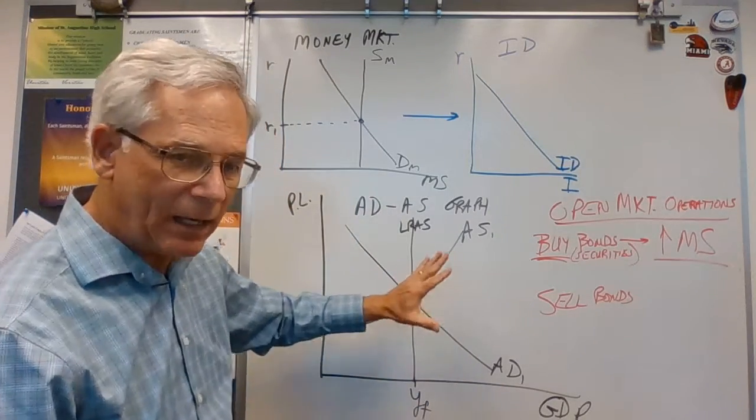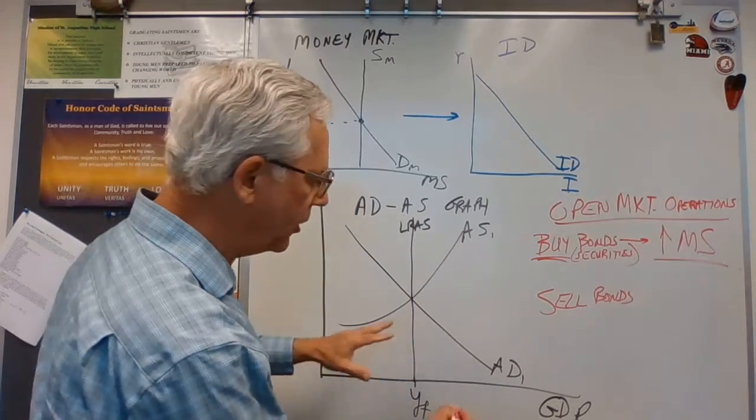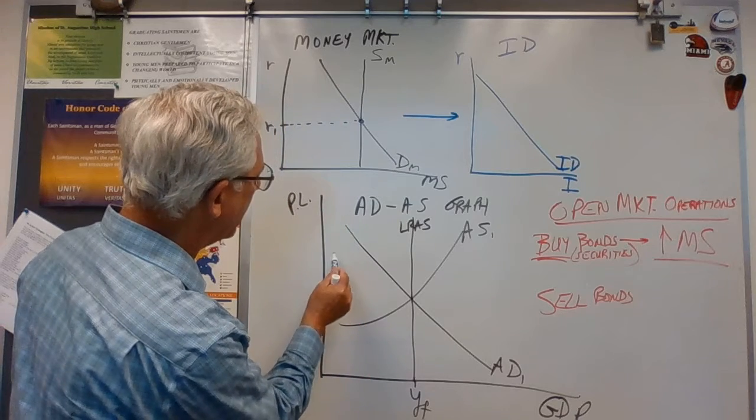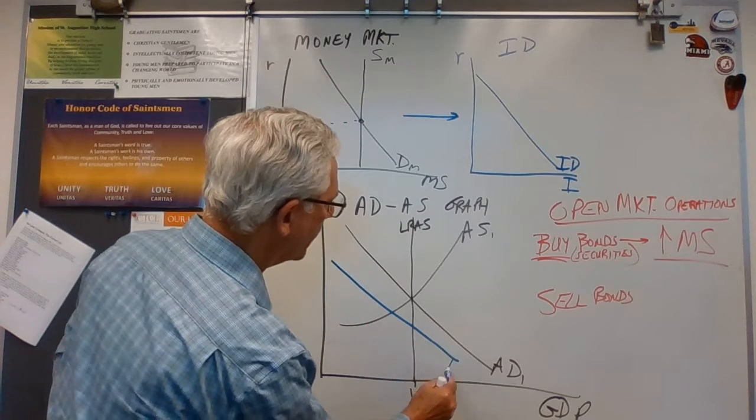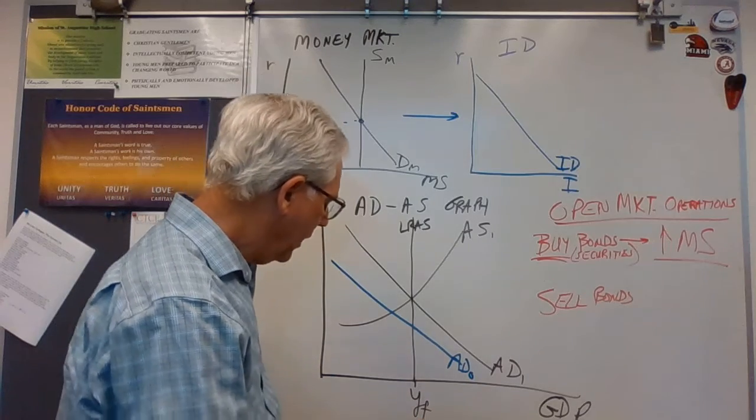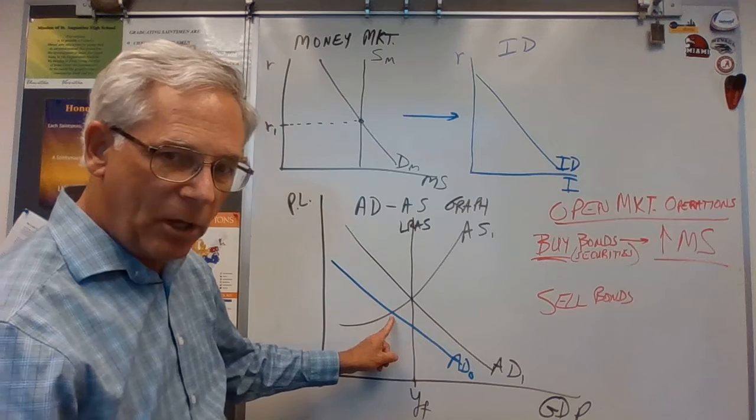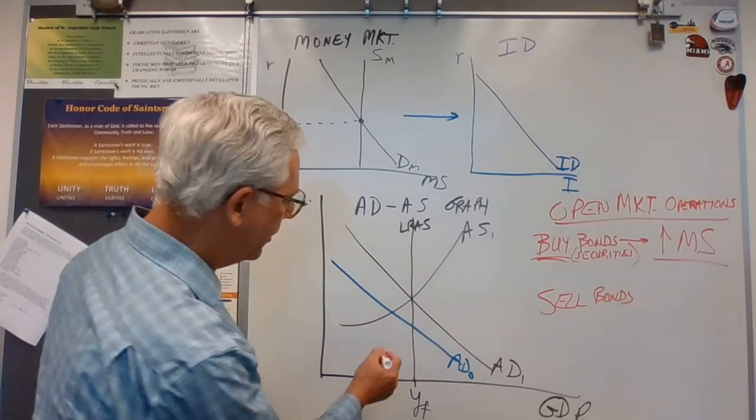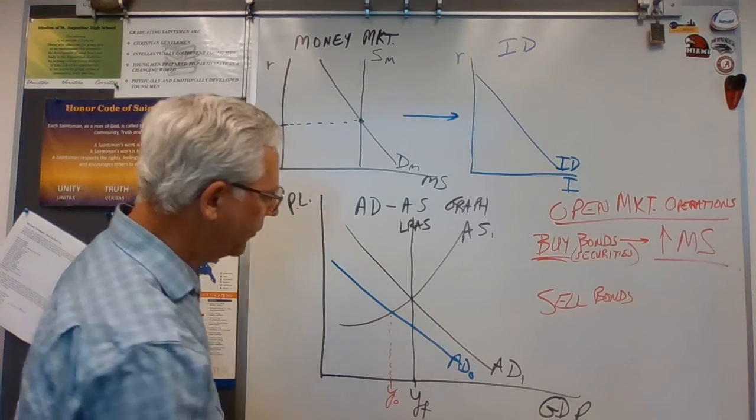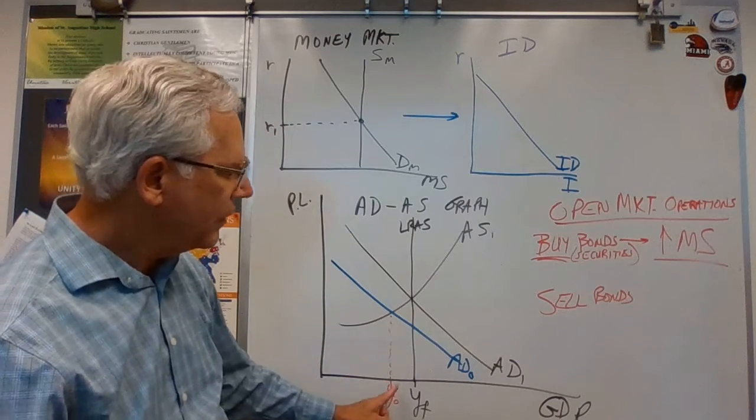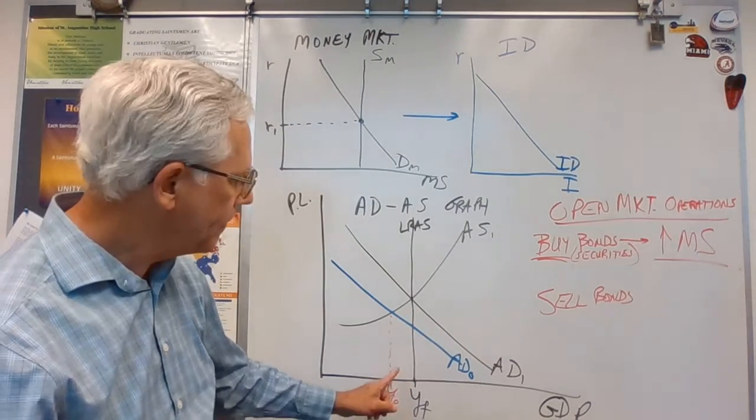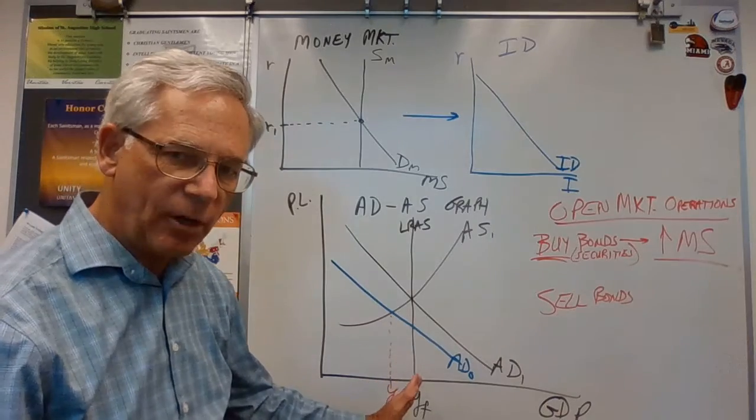Now, if we start off in a bad position here, if we start off with aggregate demand way back here, AD, I'm going to call AD sub zero, sub naught. What do we call this? Well, if this is where we're operating, Y sub zero, then we have what? A recessionary gap, right? Remember that?